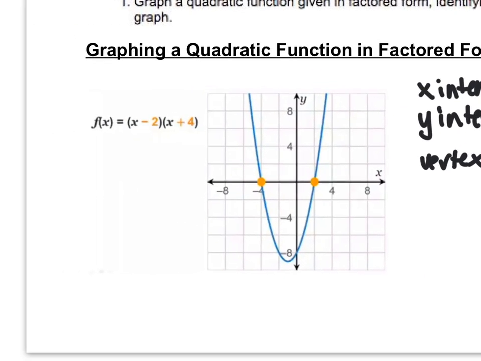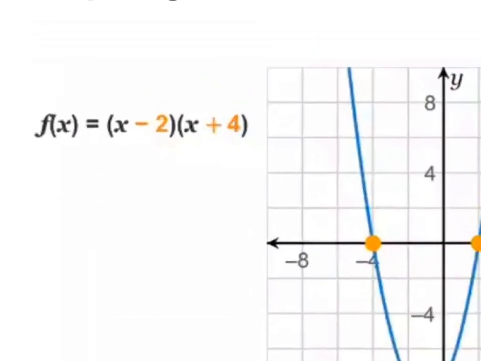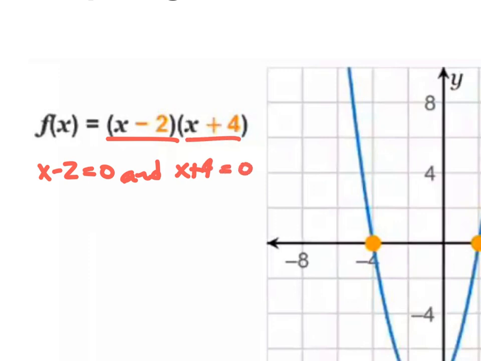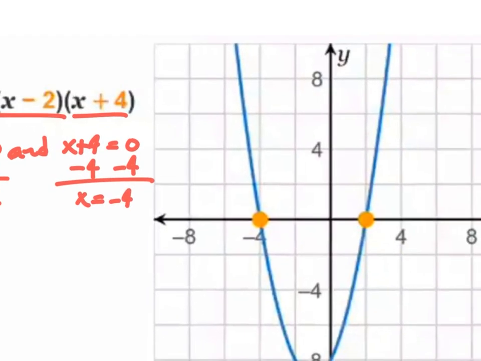The first thing I want to do is look at this. When we have a function in factored form, with two binomials being multiplied by each other, I want to set x minus 2 equal to 0, and I want to set x plus 4 equal to 0. Then I solve for x. I add 2 to both sides, so I get x equals 2. I subtract 4 from both sides, and I get x equals negative 4.